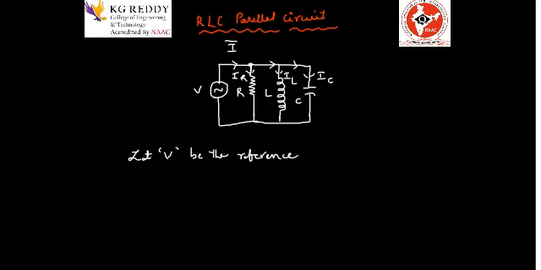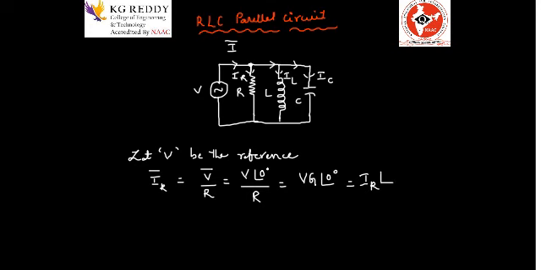Let V be the reference vector. Now, the current through the resistor is V bar by R. When we have taken V as the reference, we consider V at an angle 0 degrees, divided by R. Now 1 by R we already know, I am taking it as G, so V into G at an angle 0 degrees. This is the current through the resistor at angle 0 degrees.